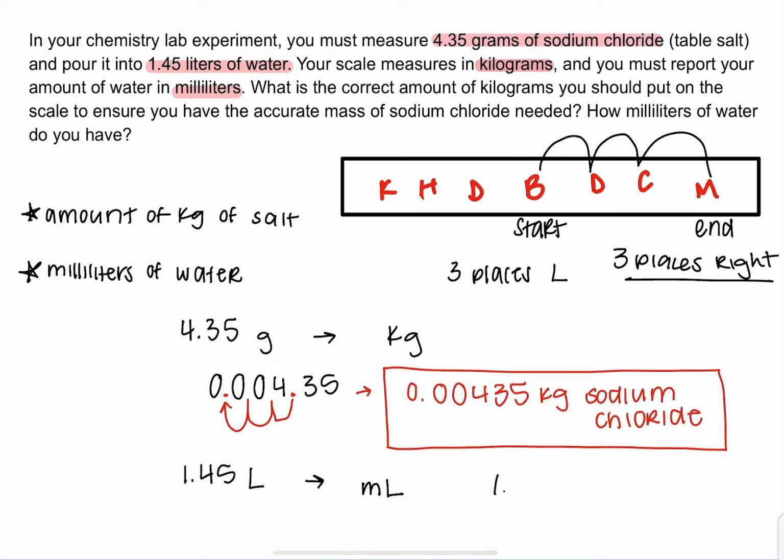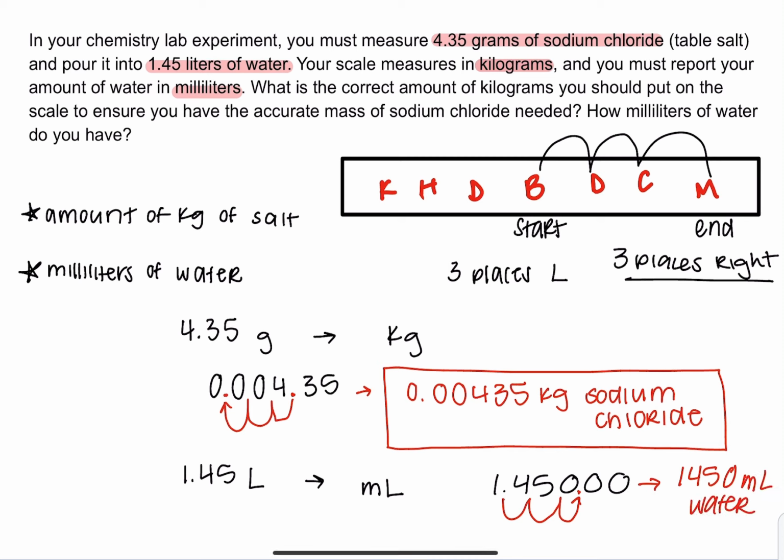So we're going to do 1.45. I'm adding some extra zeros because we have to move 3 places to the right. And let's move our decimal, 1, 2, 3. So our new value is 1,450 milliliters of water. And that is our final conversion from 1.45 liters to 1,450 milliliters of water. And so we've now solved this problem and we have our accurate conversions.